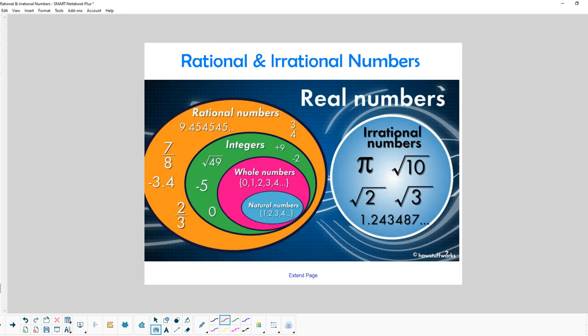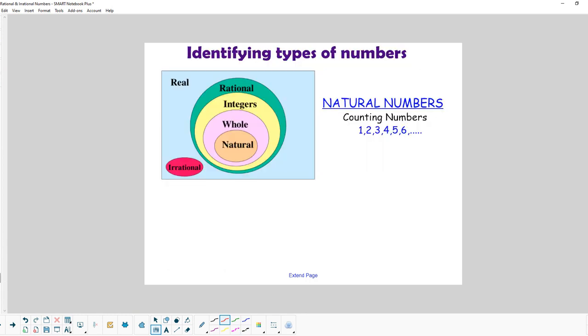So we've handed you out a set of guided notes. And here's our title page. And so we're going to build our understanding of this diagram as we go. If you look at your notes, you'll notice that the first one is identifying types of numbers.